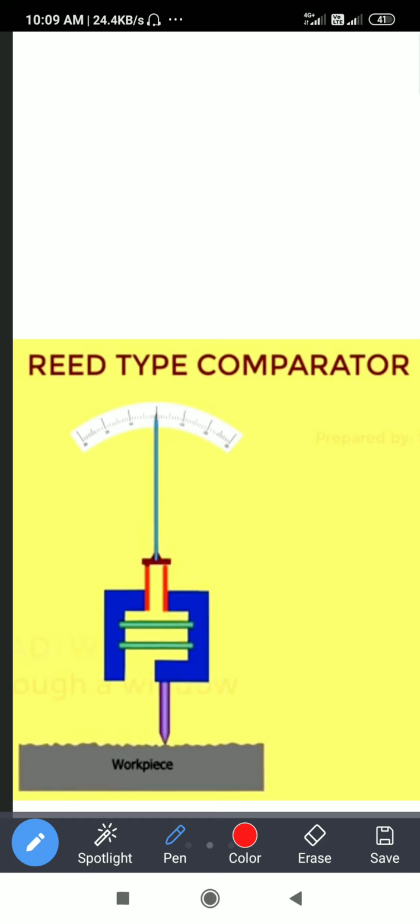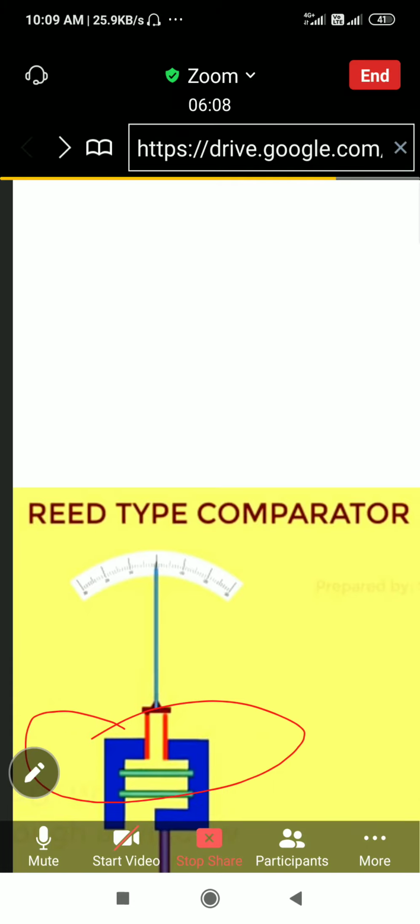Now you can see this is a color 3D diagram of a mechanical reed comparator. In this you can see the workpiece. We will go through the construction in depth, then go further. I will share the notes, and in those notes you can have the 2D diagram, by which you can understand the components and go through it.